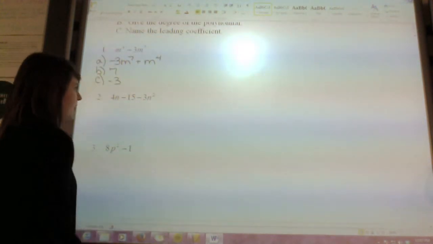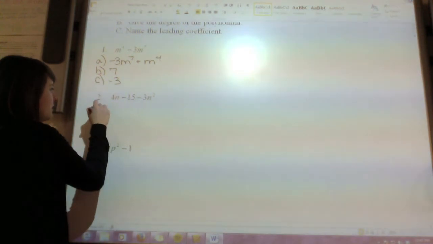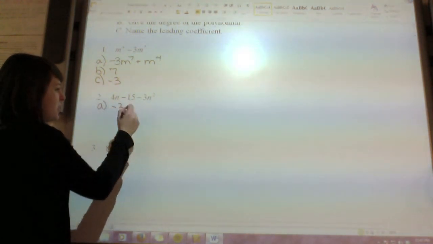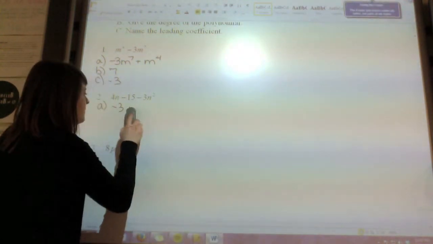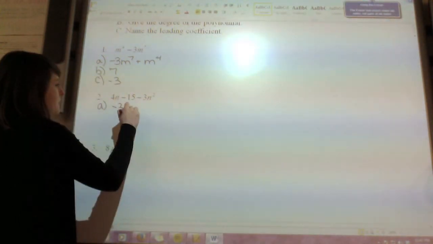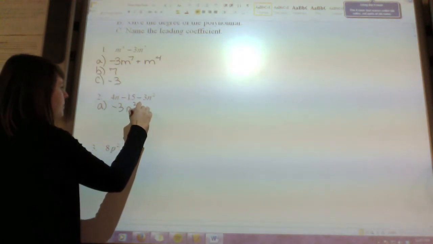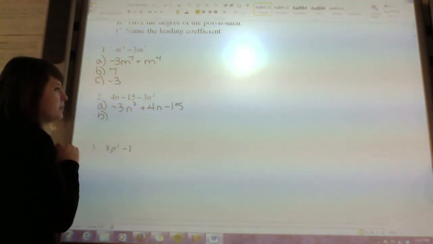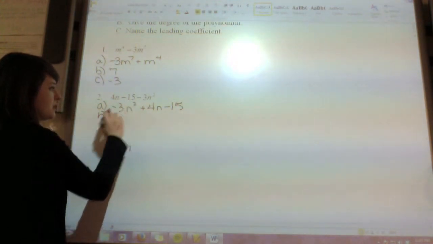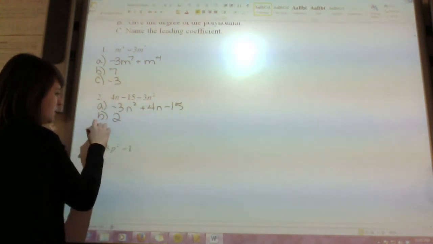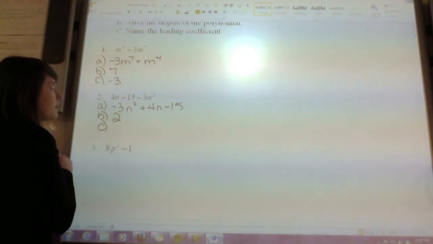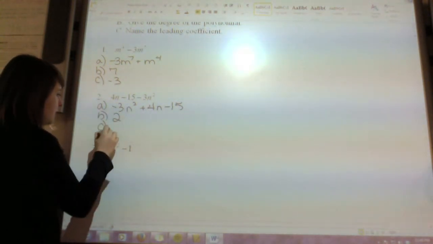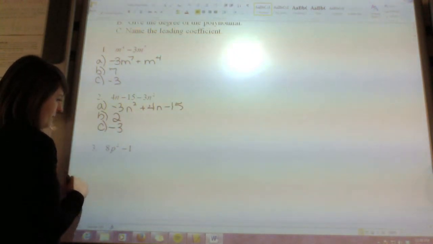Alright, I'm going to do the next one: 4n minus 15 minus 3n squared. First thing I'm going to do is write it in standard form, so that's negative 3n squared plus 4n minus 15. Part B, I want the degree of the polynomial. In this case, squared is the largest, so my degree is 2. And then I want the leading coefficient. In this case, n squared is my largest value, and the leading coefficient of that is negative 3.